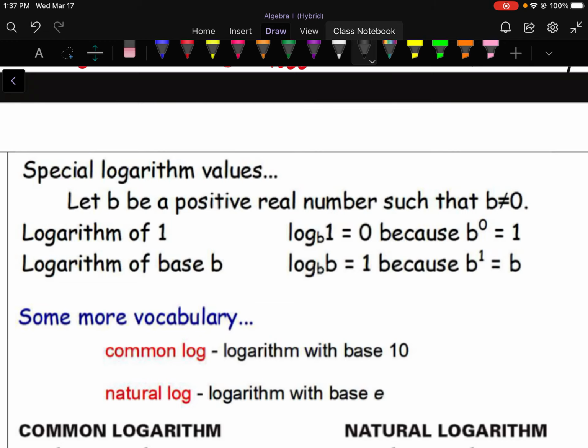The log of base b of b: what it's saying here is if your base and the number following are the exact same, it's always 1. So just a quick example would be log base 13 of 13 is going to be 1. Log base 2 of 2 equals 1. That's always going to be the case.